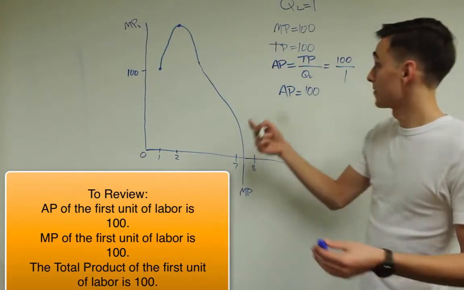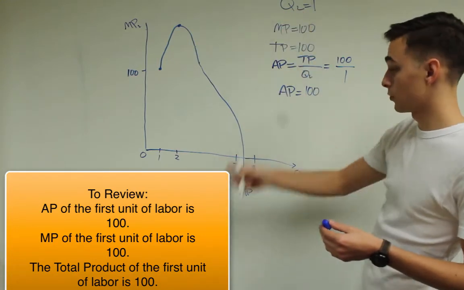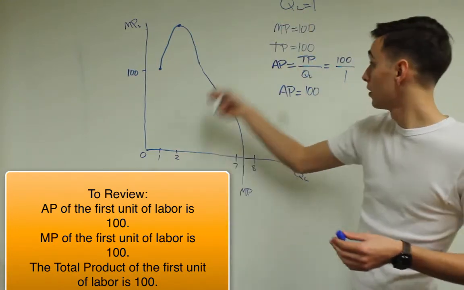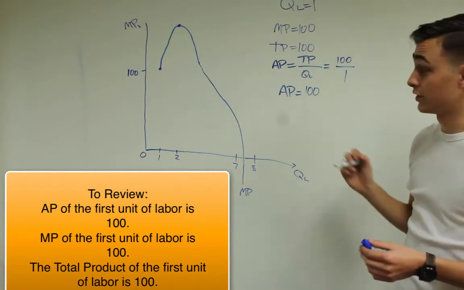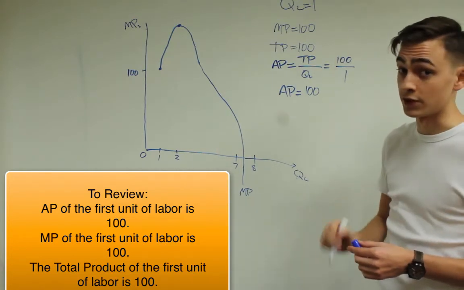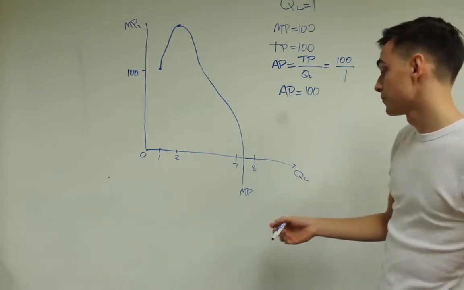So just to recap that, at quantity of labor equals 1, which is this point right here, our marginal product of labor equals 100, our total product of labor equals 100, and our average product of labor equals 100. So what else can we say about this graph?